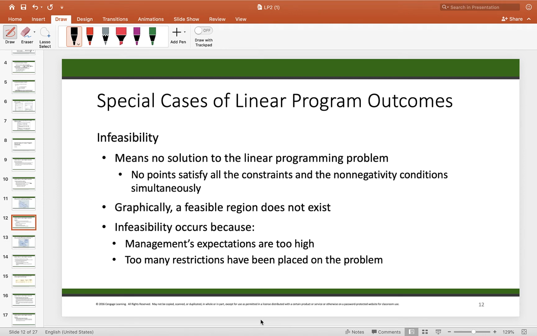And that could be because the management's expectations are too high. So the management's expecting something that basically cannot be done. Or it could be that you've placed too many restrictions on it. That could also be by management, or it could be that it's just something is not feasible, that it's not going to happen. It can't actually work.